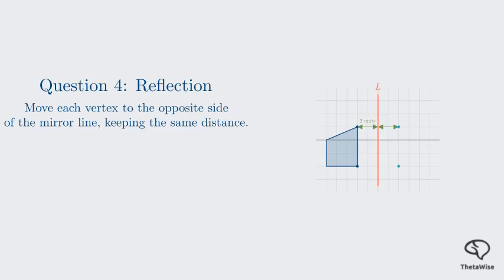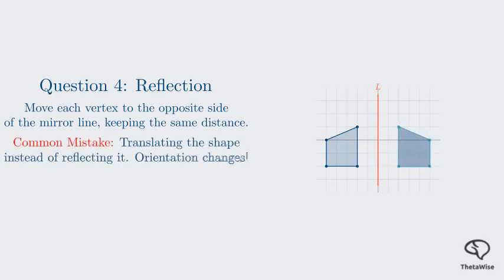It is also 2 squares to the left of line L. The top left vertex is 5 squares away from line L. We move 5 squares to the right of L to plot the new point. Finally, the bottom left vertex is also 5 squares away. Connect the new points to form the reflected trapezium. Common mistake: translating the shape instead of reflecting it. Remember, the image should be a mirror version, so the orientation changes. We've now successfully drawn the image. It's always a good idea to double-check the corresponding points are equidistant from the mirror line.